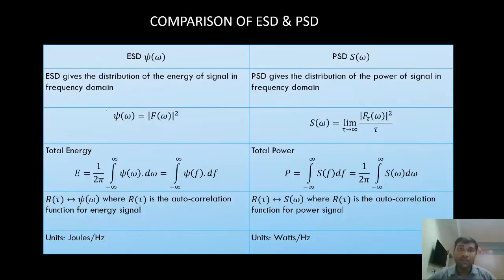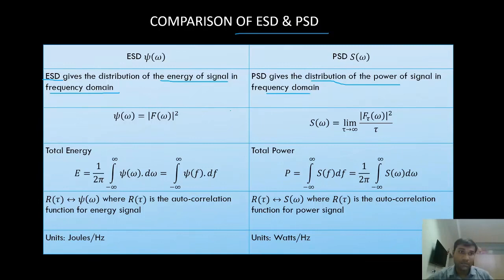Now let us see a comparison between energy spectral density and power spectral density. What does energy spectral density denote? It denotes the distribution of energy of the signal in the frequency domain. Similarly, power spectral density denotes the distribution of power in the frequency domain. At which frequency, how much energy of the signal is present. Similarly here, how much power is present at what frequency. That is the essence of energy spectral density and power spectral density.